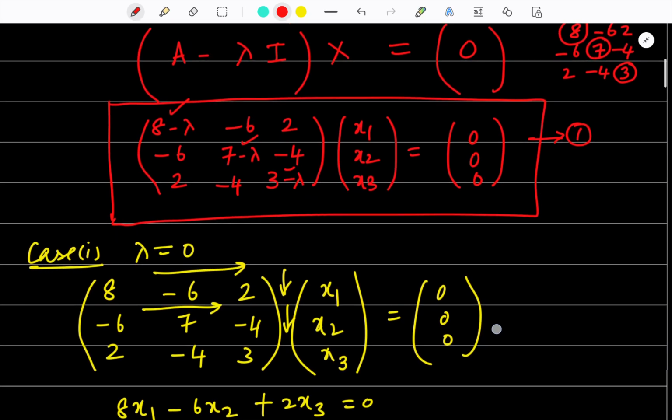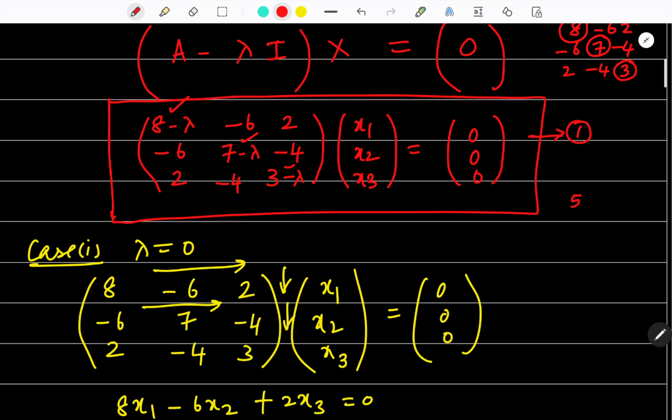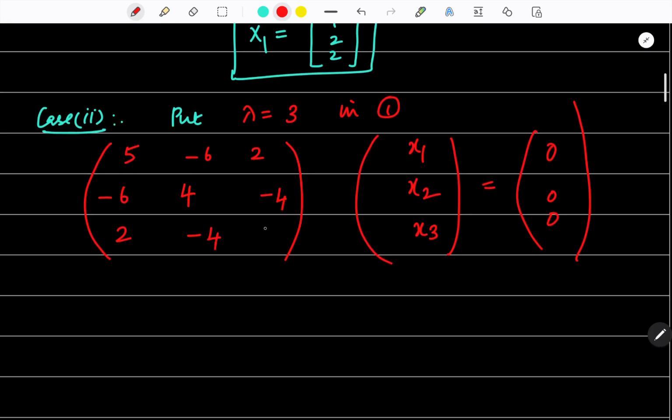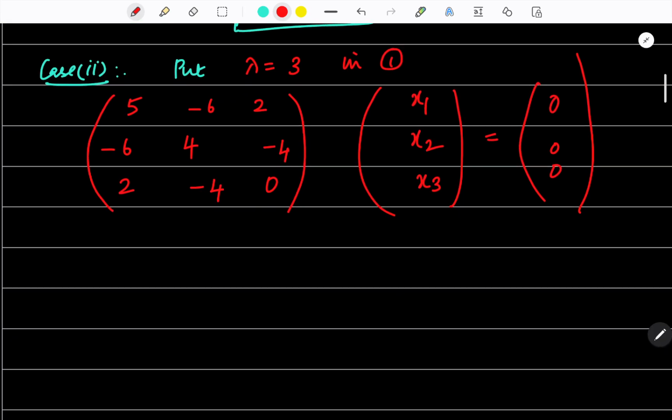8 minus 3 is 5, and 7 minus 3 is going to become 4, and 3 minus 3 is going to become 0. So in the diagonal elements, 5, 4, 0. Let me write two equations: 5x1 minus 6x2 plus 2x3 is equal to 0, and minus 6x1 plus 4x2 minus 4x3 is equal to 0.